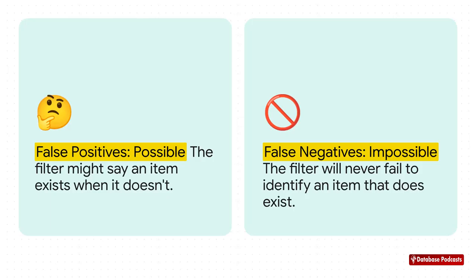And here is the genius part. If you go to check the switches for an item and even one of them is off, you know with 100% certainty that you have never seen that item before. A false negative is impossible. But if all the switches are on, it probably means you've seen it. There's a small chance that those switches were flipped on by other items. That's a false positive. So it might say yes when the answer is no, but it will never say no when the answer is yes.